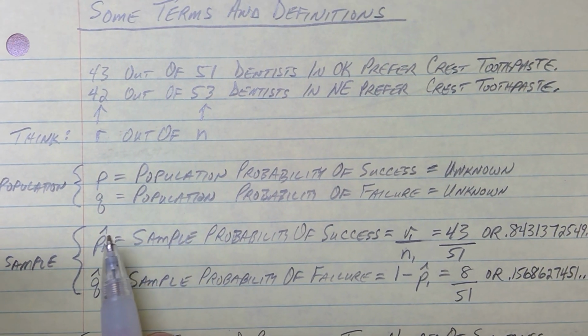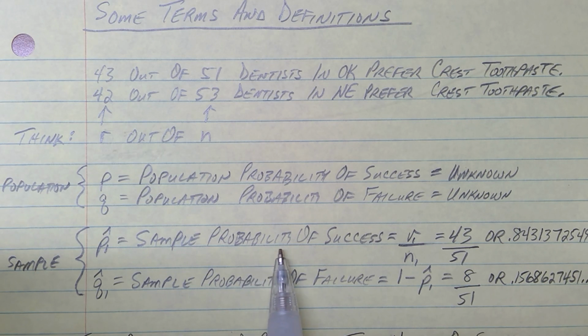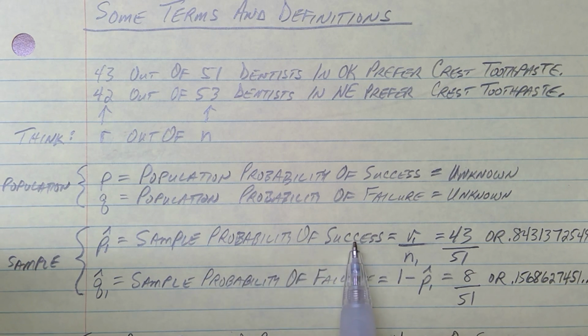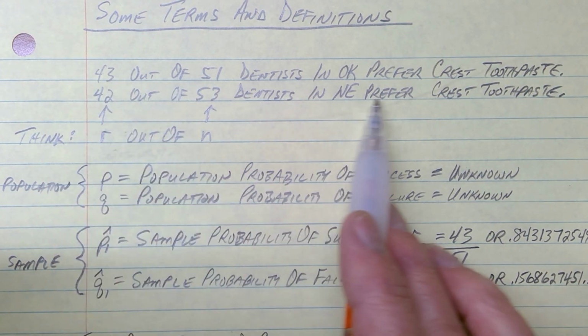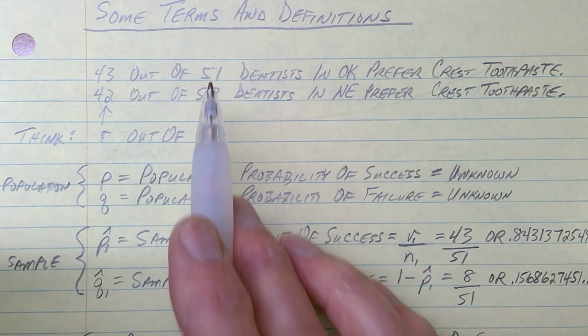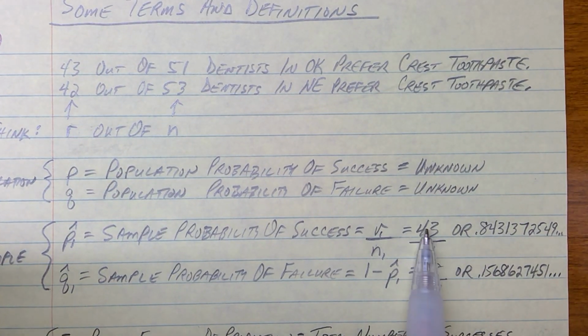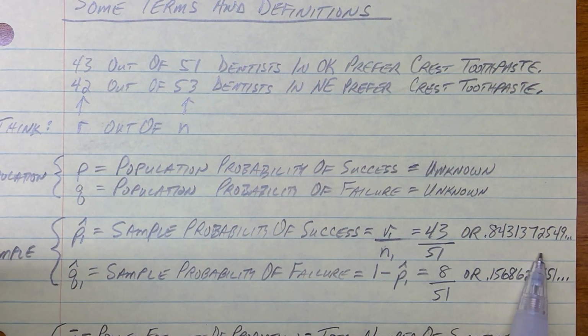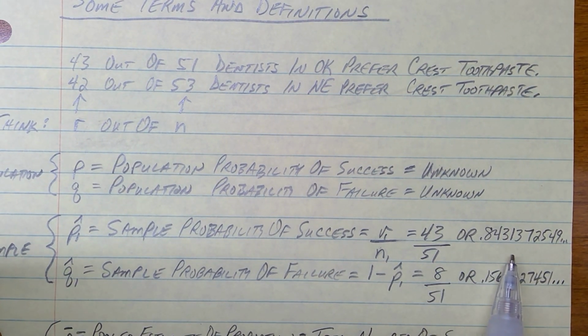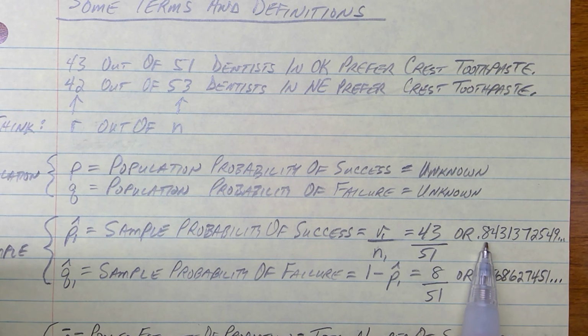All right, P hat, that's just my sample fraction. All right, it's my sample fraction of success, sample probability of success, sample proportion of success. It's just the 43 out of 51. Out of 51 dentists in Oklahoma, 43 we're going to call Crest success. 43 out of 51 were success. Now 43 out of 51 is the exact number. You can change it to a decimal. It just depends on how you want to calculate it. Most of the time, if you want to change it to a decimal and use 4 numbers after the decimal place, so 4 decimal places, you can use 0.8431, and usually that's going to get you the right answer. Most of the time, if you go 4 decimal places, that'll get you the right answer.